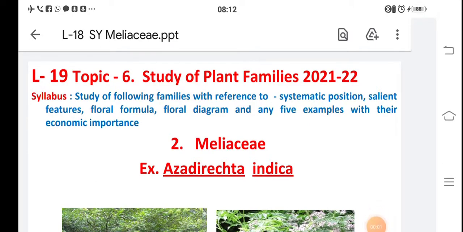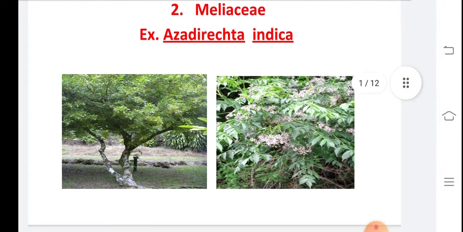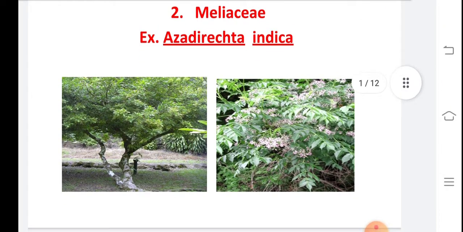Okay, good morning. Our second family is Meliaceae. So today we are all observing the family Meliaceae. A good example of this family is Azadirachta indica. In Marathi, Kadunimba or Bakan Neem. These are the two photographs. One is for Azadirachta indica and the second one is Melia azedarach.